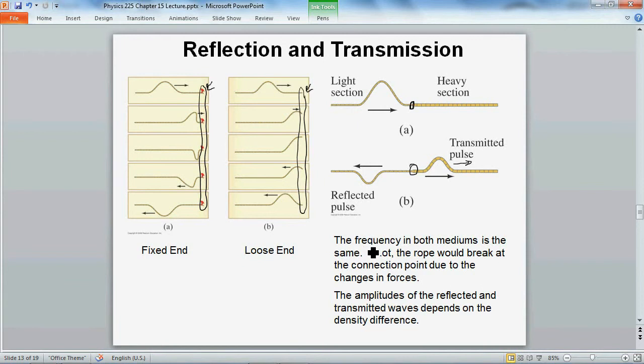Now the important thing is that the frequency in both chords is the same. If it wasn't, then the rope would break. And the amplitudes of the reflected and transmitted waves depend on the density difference, or the mu, the mass per length.